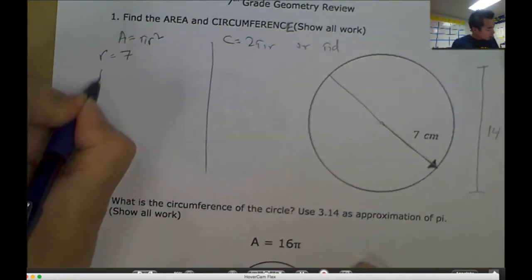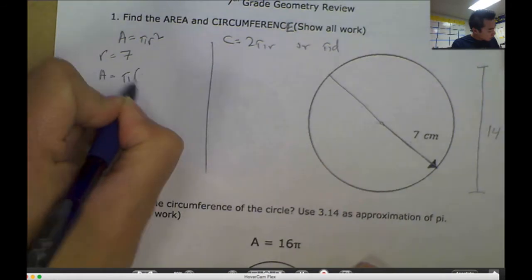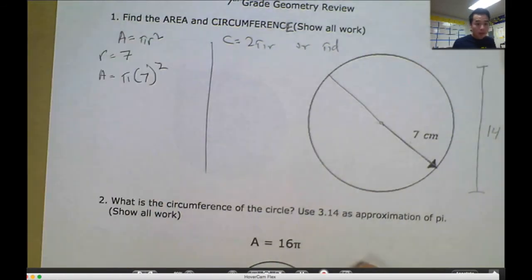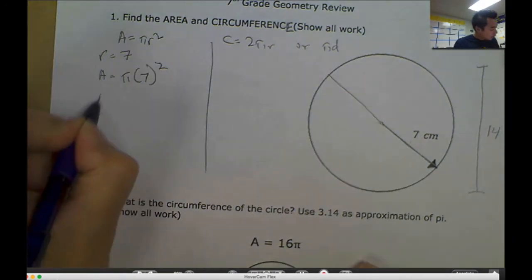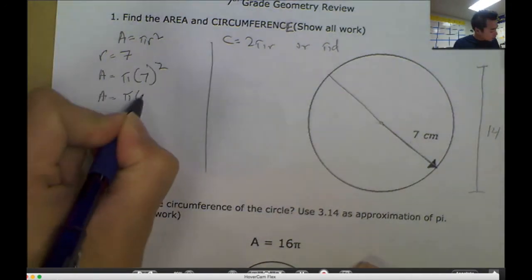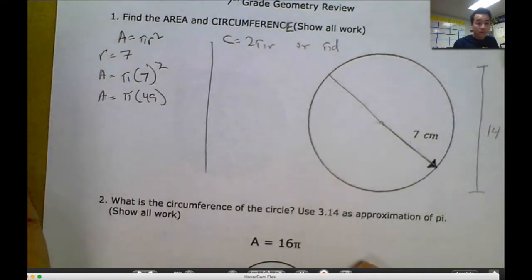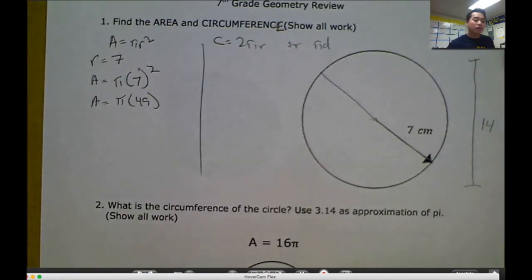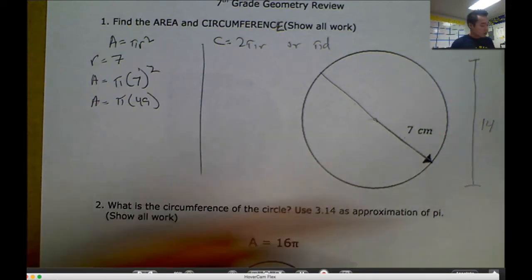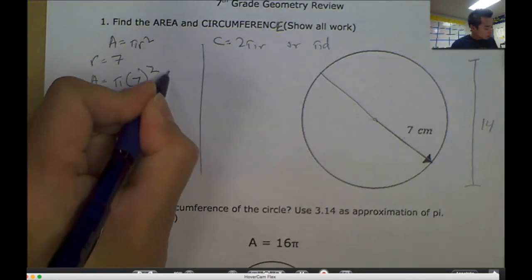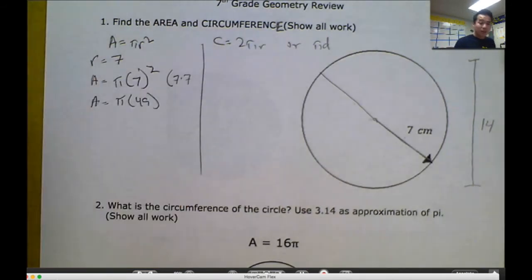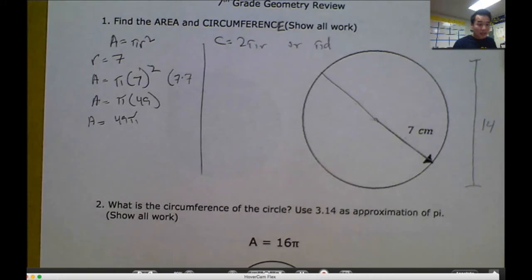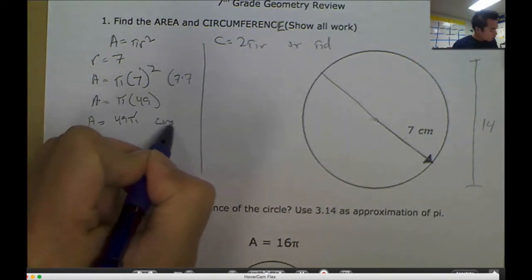Here we're going to go area is equal to pi 7 squared. Okay? Area is going to be equal to pi times 49, not 14. Some of us are still thinking that 7 to the power of 2 is 14. Remember, if you're worried about that, just do 7 times 7. You're multiplying that number twice. So area is equal to 49 pi. And that's my exact answer right there, centimeters squared.